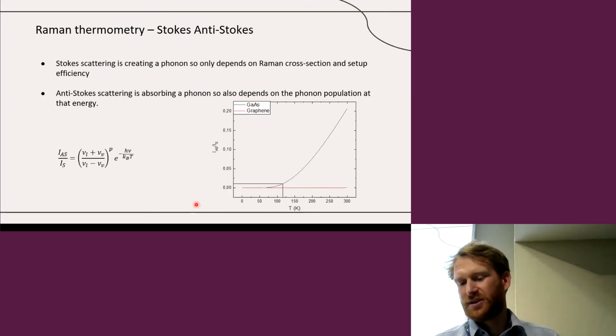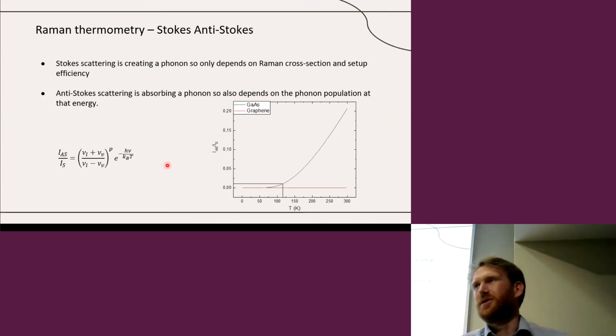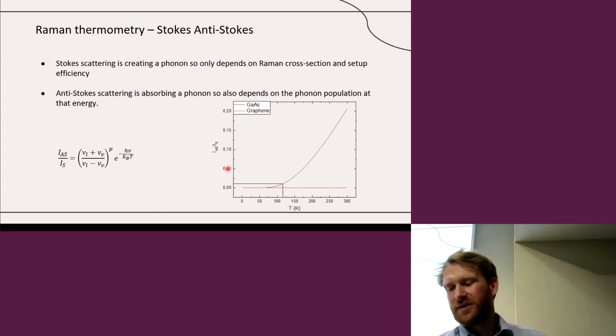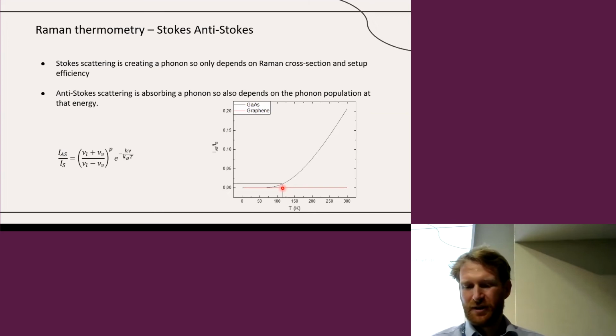So here in this plot is just drawn what I said before, where you can see that the ratio of intensity will depend on temperature, but of course it's also dependent on at which energy your peak is. So for gallium arsenide, where the phonon modes have relatively low energy, you will see a much steeper increase of your change in ratio than for something like graphene, where the phonon modes are much higher energy, and as such, thermally exciting these phonon modes takes a much higher temperature.